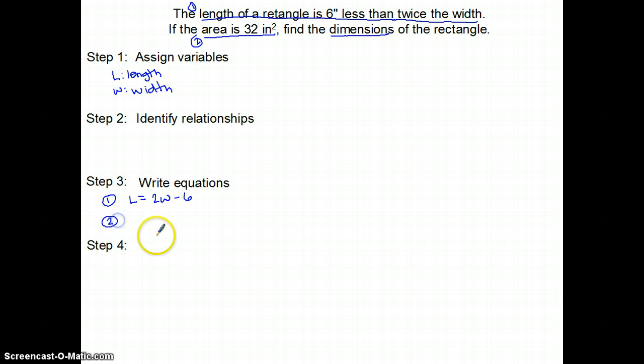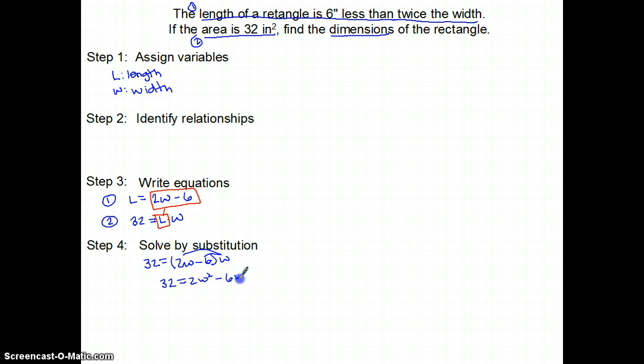Relationship number 2, area is 32 inches. So 32 inches equals length times width. Step 4, I solve by substitution. So again, I take my L, which is 2w minus 6, and I replace it for L in my other equation. So I have 32 equals 2w minus 6 all times w. Distributing your w, I end up with 32 equals 2w squared minus 6w.